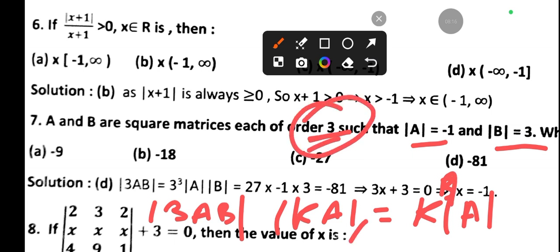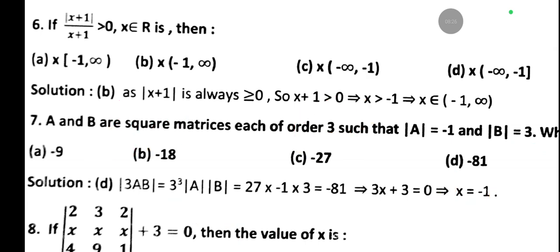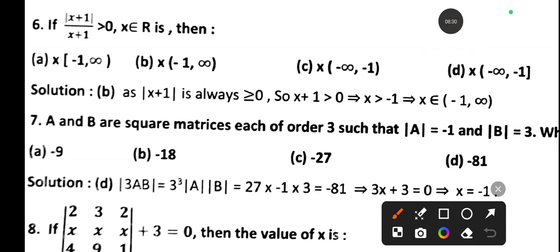What is the formula for determinant kA? K power n determinant A. For order 3, k cube determinant A. For order 2, k power 2 determinant A. That way, when we consider it, k is 3, so 3 cube. This is power 3 because of order 3. Suppose the question had order 2, then it would be 3 square. So 3 power 3 determinant AB.